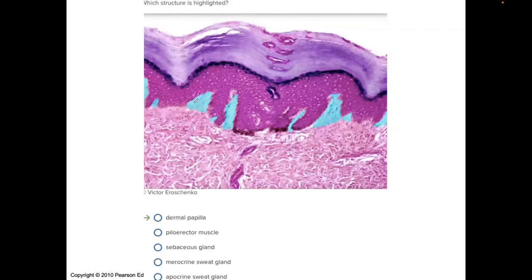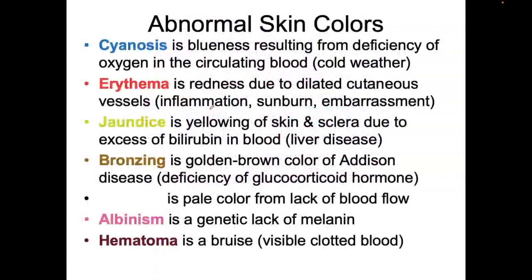Okay, the blue layer that comes up like that, those mounds, those are called dermal papilla, and those are involved in giving you a unique fingerprint. Those dermal papilla are involved in creating your unique fingerprint.